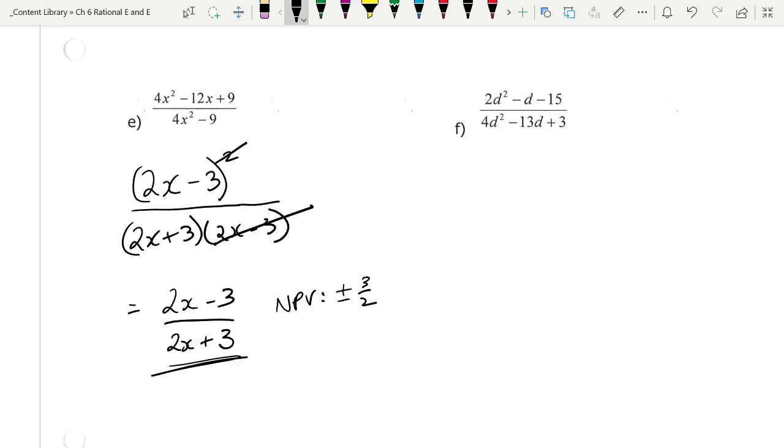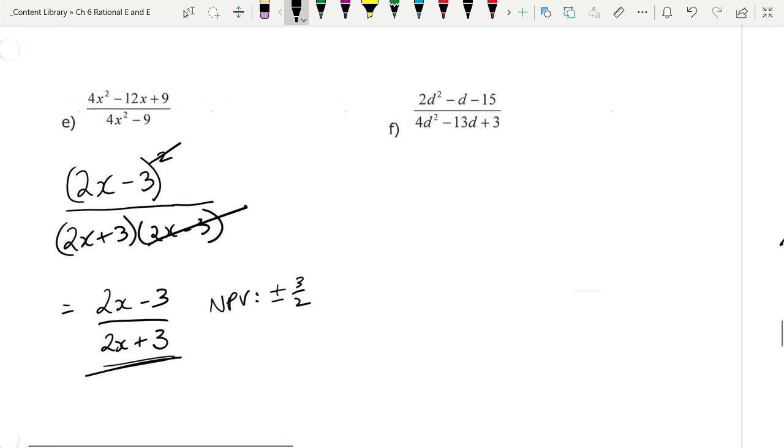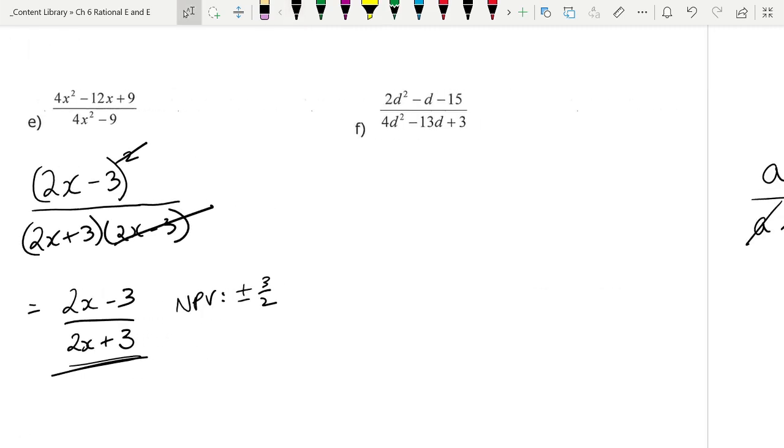Okay. Let's try F now. Ooh, decompositional factoring.